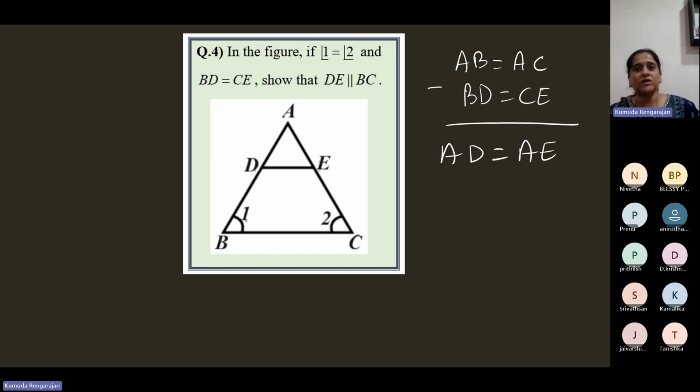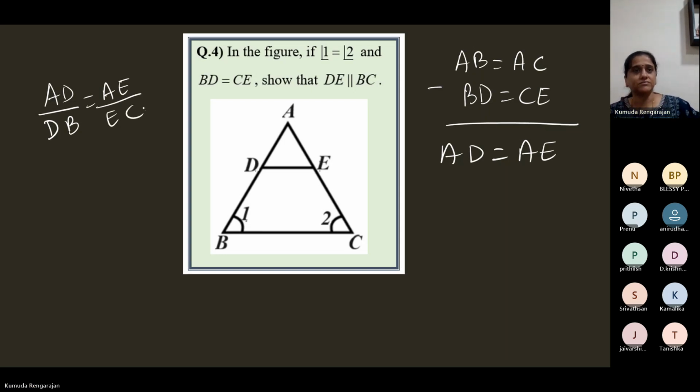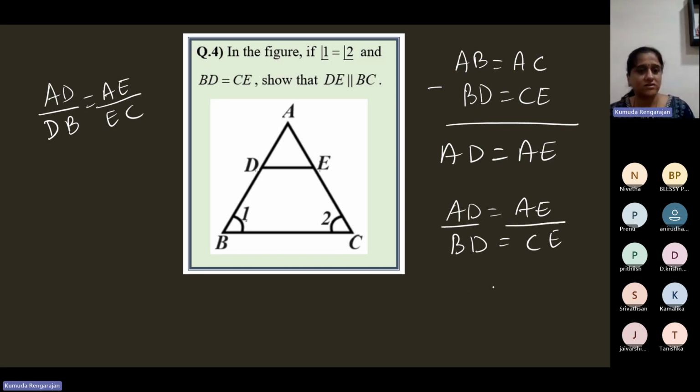Now, Hasif, tell me, what should you do next? To prove that DE is parallel to BC, what proportion do you want? You want AD by DB equals AE by EC, right? Now tell me, you have AD equals AE, no? Write that AD equals AE. Do you have DB equals EC? Yes, it's given in the question. Now divide: AD by DB equals AE by EC. So by converse of BPT, DE is parallel to BC.